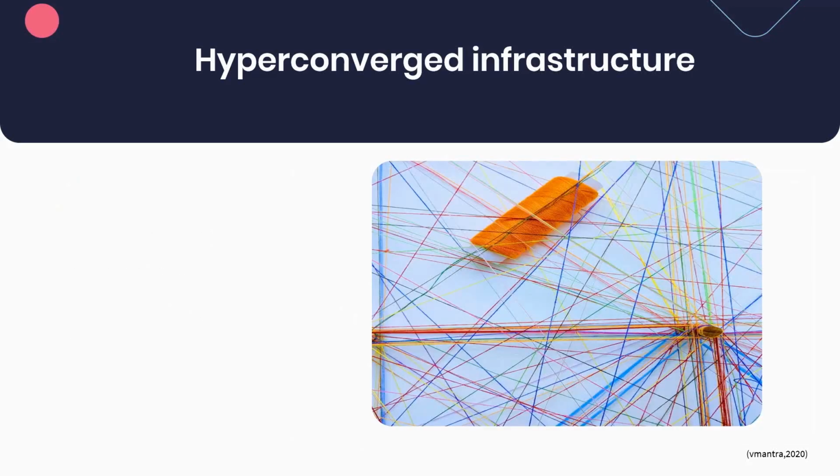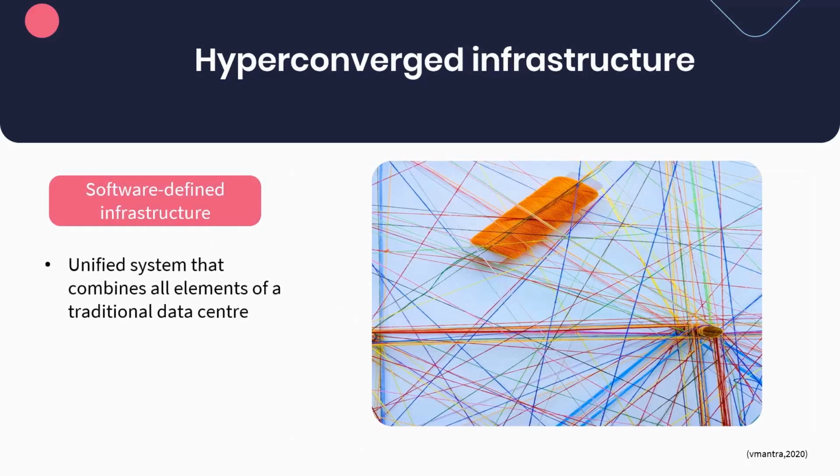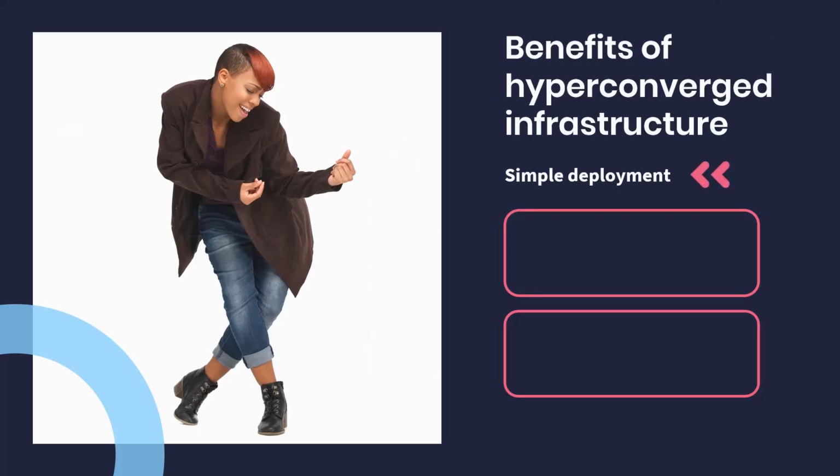Now, this infrastructure can be seen as a software-defined infrastructure, a unified system that combines all the elements of a traditional data center, which includes storage, computation, networking, and event management. The integration of this infrastructure solution makes use of software and servers to replace built hardware. And in doing so, the infrastructure helps to reduce the complexity and increase scalability in the data center. Now let's have a look at some of the benefits of hyper-converged infrastructure.